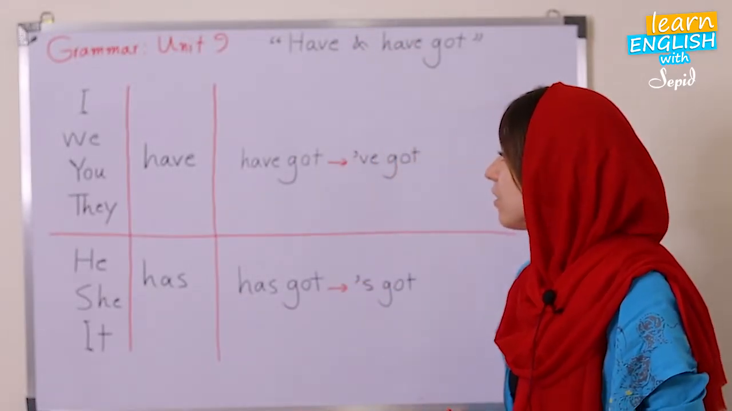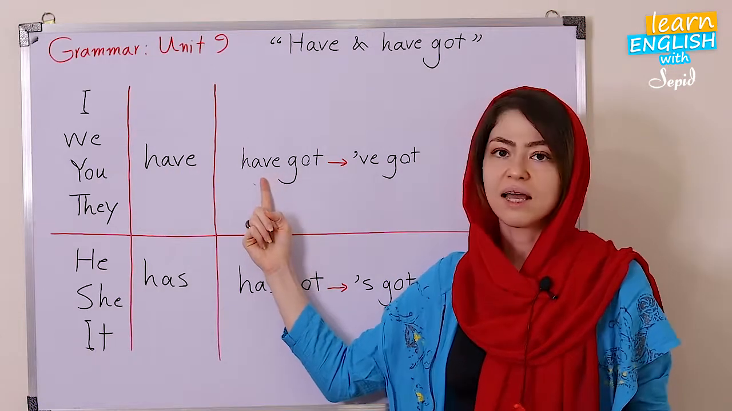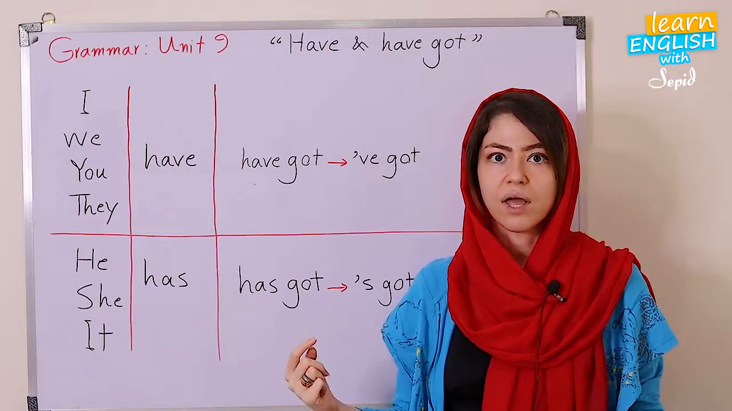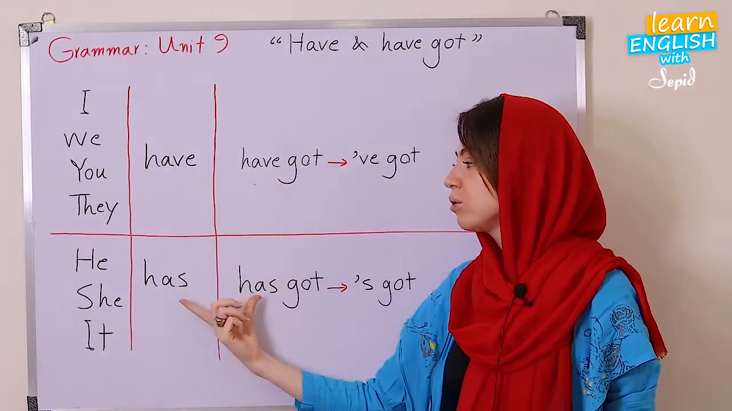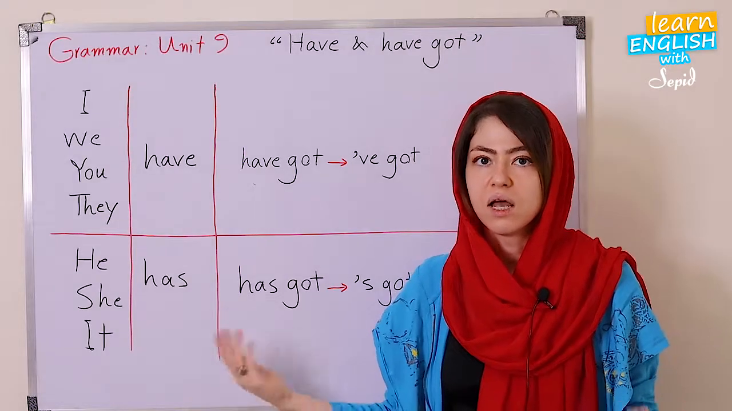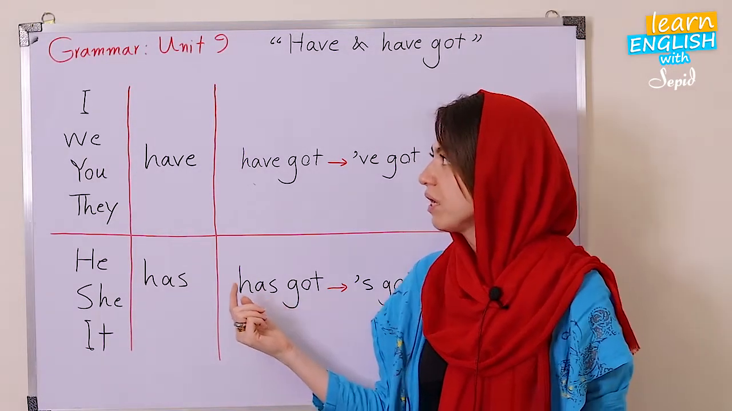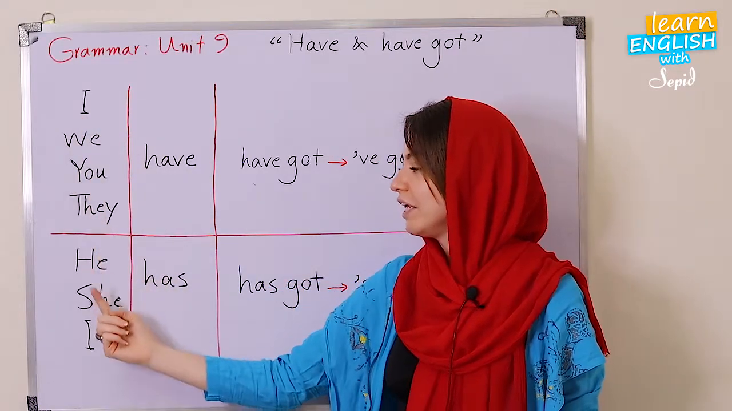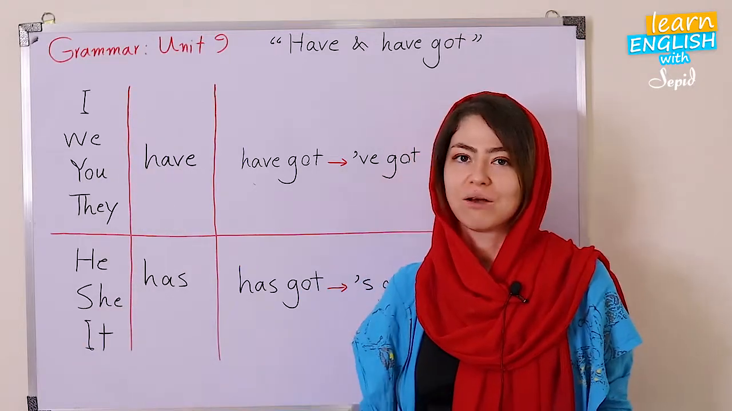So here we are going to talk about have and have got, has got. Okay, so let's go to understand when we use them. What are the differences actually? So let's go. Here it says I, we, you, they, he, she, it. You know that. They are our subject pronouns.